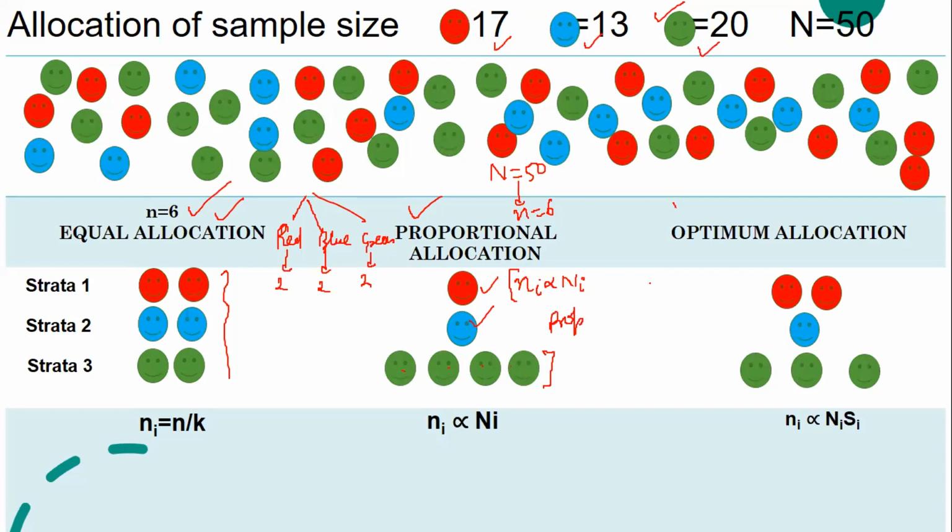The third one is optimum allocation. In this, we will select the sample such that ni is proportional to Ni and Si. Ni is the size of the strata, so red is 17, then 18 and 20 likewise, and Si is nothing but the variance, or we can say the variability among the strata. On that basis we will select our optimum allocation. So these three allocations are there in our stratified sampling.